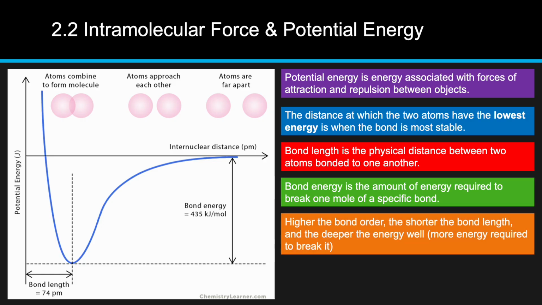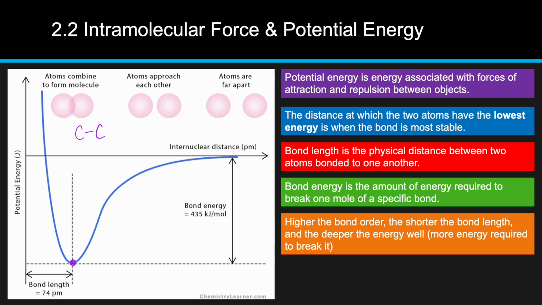And then the higher the bond order, the shorter the bond length, and the deeper the energy well. So what do I mean by that? If this was a carbon-carbon bond that we're looking at, right? That means this is our point at which the carbon-to-carbon bond is the most stable. So that is our single carbon-to-carbon bond. Now, that is a bond order of 1 because it only has 1 bond.